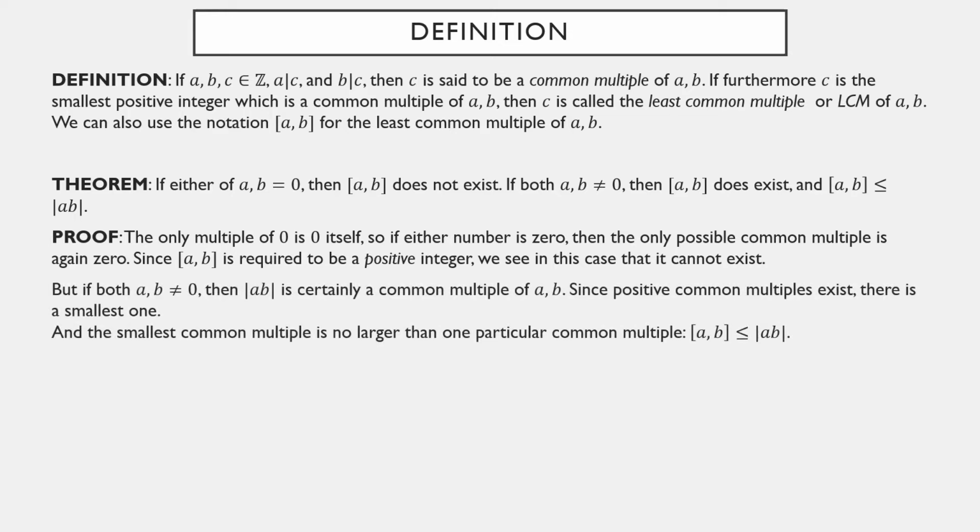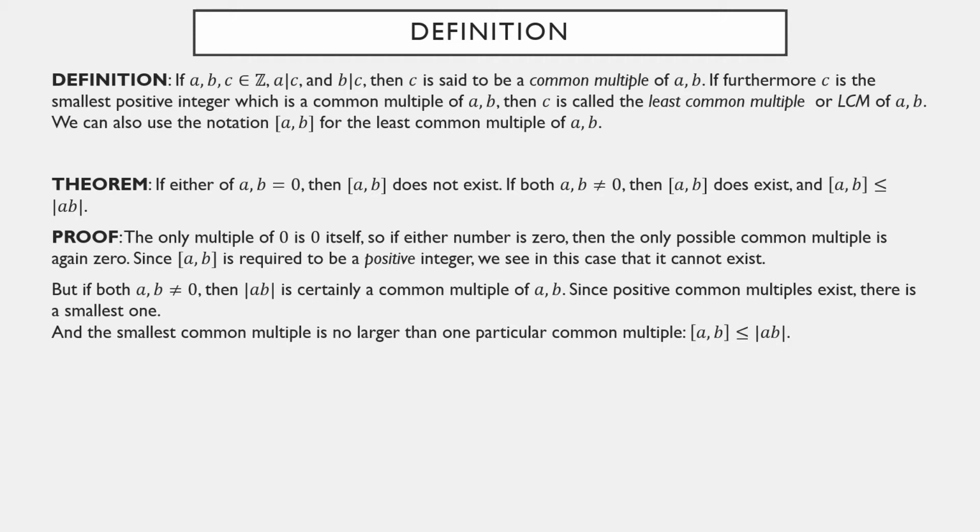But let's suppose they're both non-zero. Well, the absolute value of a times b is divisible by a. a can be factored out of it right there, but it's also divisible by b. So this number is a common multiple of both a and b. Since a and b were non-zero, this absolute value is positive. So since positive common multiples do exist, there is a smallest one to find.